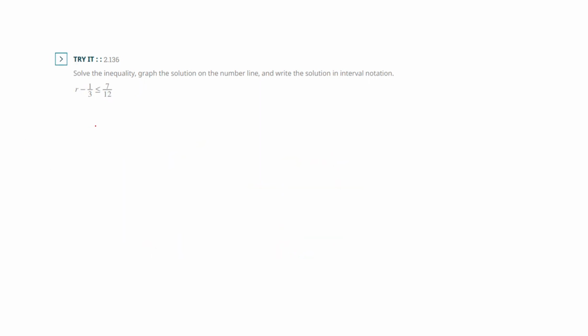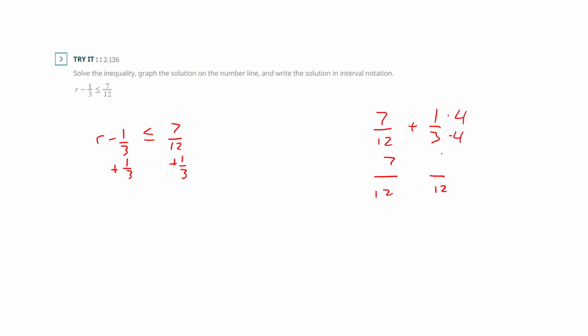Yeah, again, I don't know why we're starting with fractions. So we're adding 1/3 to both sides. So you got to get a common denominator. I'm going to make that common denominator 12. I can turn both of these into 12. Well, one of them already is. Multiply by 4 on the top and the bottom. Okay, so I get 11/12. So r is less than or equal to 11/12.